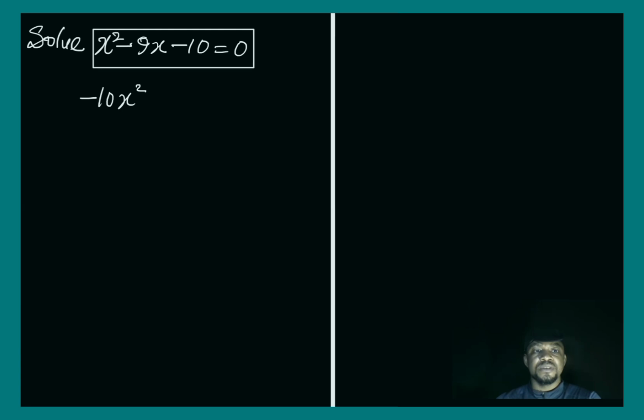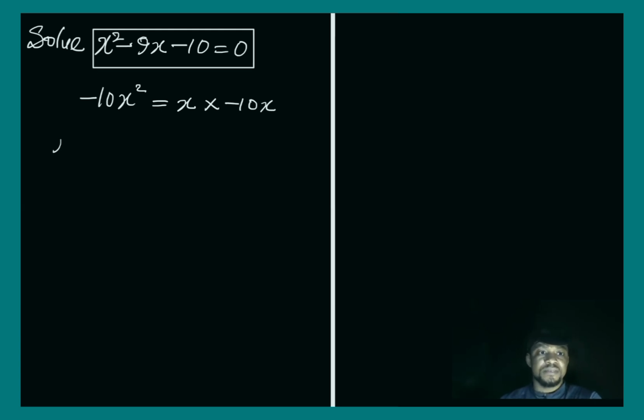Now I need to find a way to write this such that when we multiply them together, it's going to give me negative 10x squared. But if we sum them together, it's going to give me negative 9x. So I'm going to say this is equals x multiplied by negative 10x. So you see, if you sum this together, it's going to give us negative 9x. So I'm going to rewrite the second term in such a way that it reflects this.